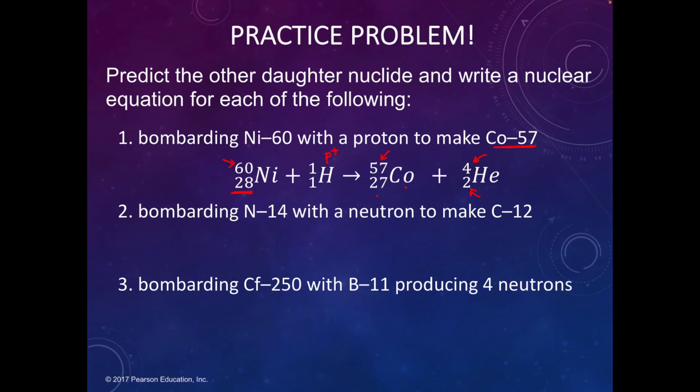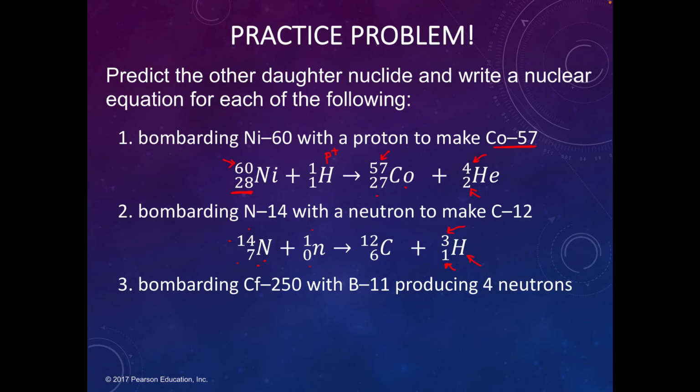So bombarding nitrogen-14 with a neutron to make carbon-12. Okay, so again, we have 14 and 7 because this is nitrogen, and we're adding a neutron. We make carbon-12. So if we add up the numbers on the top, we get 15. That means this needs to be a 3 on the top. And then the numbers on the bottom add up to 7, so this needs to be a 1 on the bottom, which tells us that this is hydrogen. So this is tritium, one of the isotopes of hydrogen.